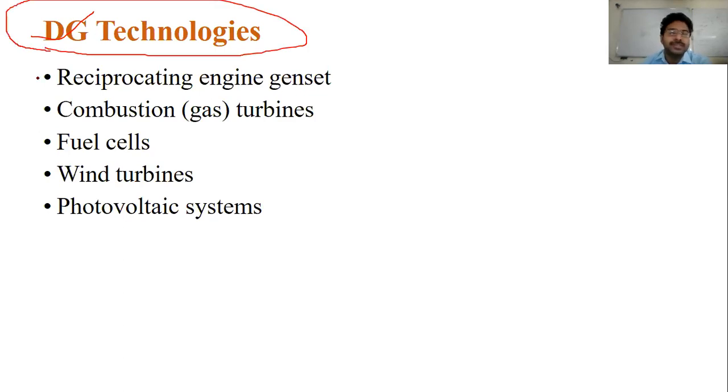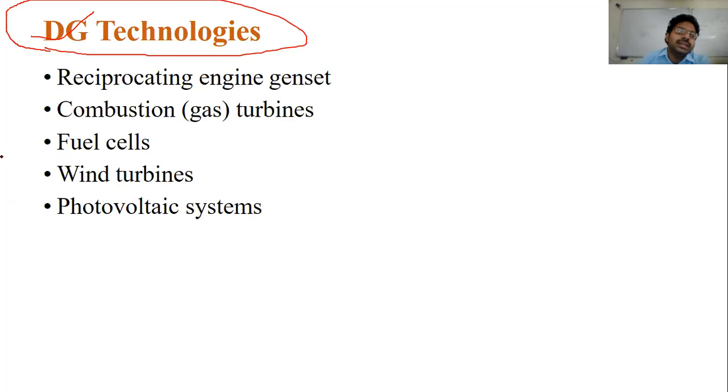The first type is reciprocating engine generator sets. Nowadays we see these in commercial areas like shopping malls, and in apartments also. We see generators, diesel engines and generator sets. That is also one DG, used to maintain uninterrupted power supply. When there is a power cut in the distribution line, commercial buildings can switch on the DGs, the diesel generator sets, to maintain uninterrupted power supply.